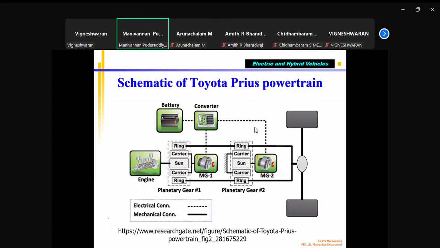Correct. So you can see the planetary gear arrangement only. It works as a power splitter and also as a CVT. It does both. That is the advantage of the planetary gear arrangement.